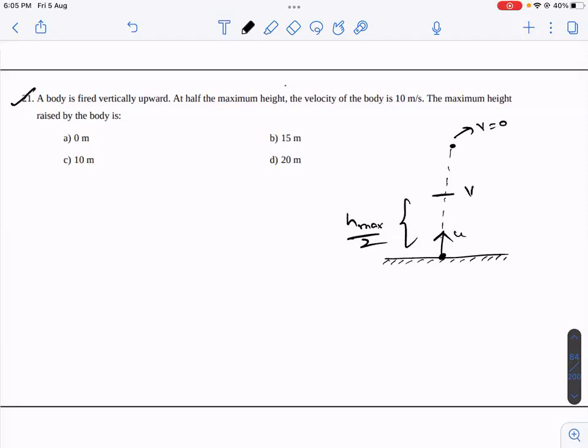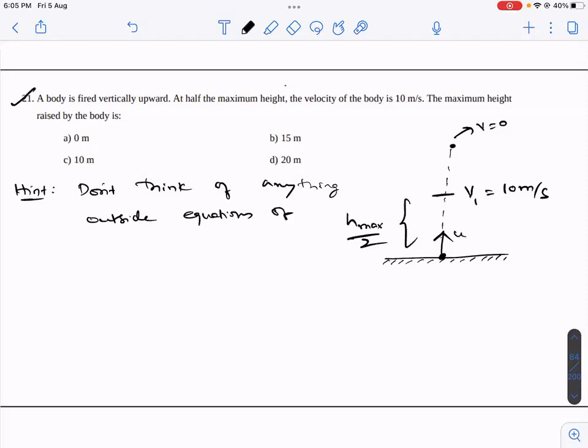So at this point, if you see the velocity at point 1, it is observed to be 10 meters per second. If that is the case, then what is the maximum height raised by the particle? So I'll give you a hint. Don't think of anything outside equations of motion. Your job is to just think in terms of the basic equations of motion.